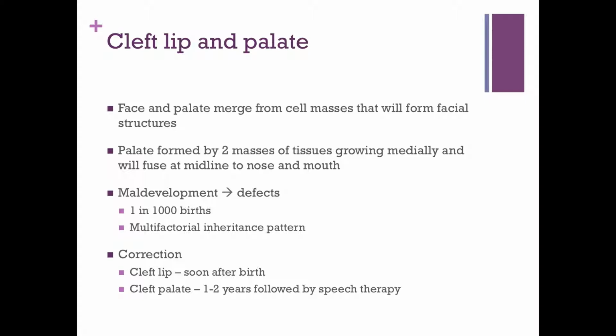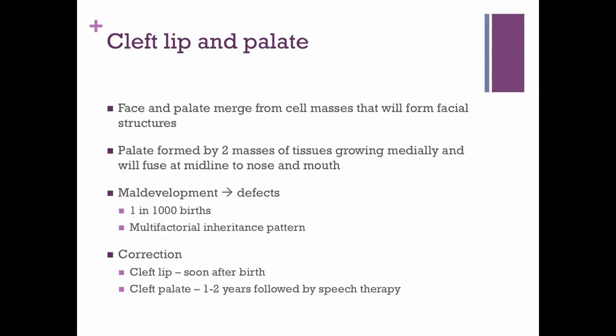The lip and palate are made out of different tissue types, with your lips being made out of a much softer epithelial tissue than the hard palate at the top of the mouth. But all of these things emerge from cell masses which are destined to become the various facial structures. So everything needs to fuse properly so that these two masses of tissue will grow medially, which means towards the middle, and eventually fuse at the midline to form a nose and mouth.